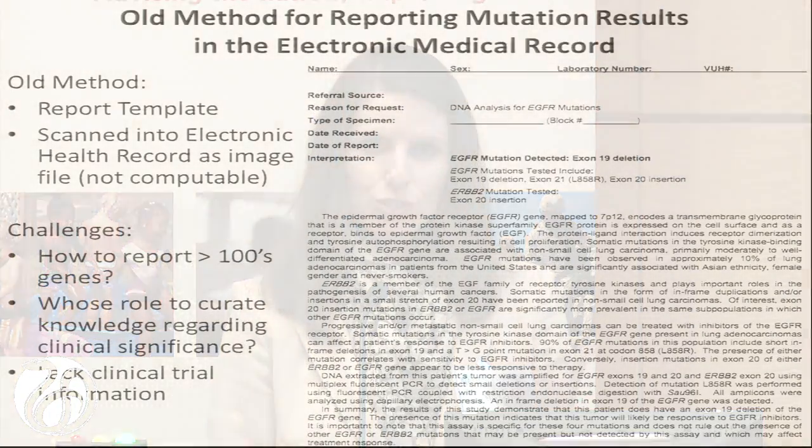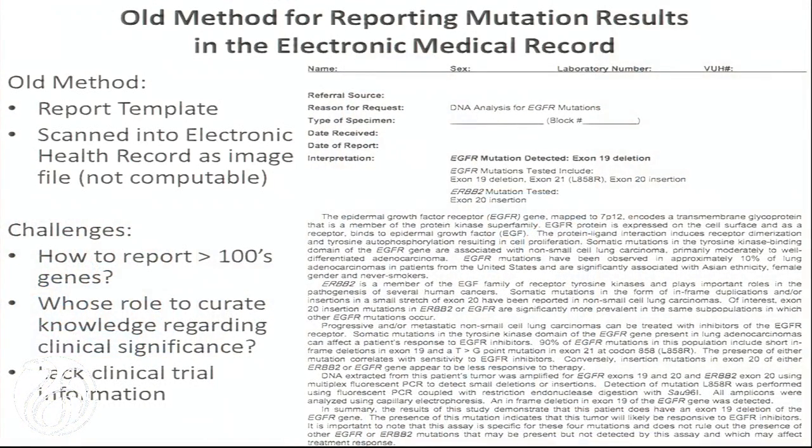Imagine now going from this amount of information for just a single gene to now reporting on hundreds of genes with thousands of variants. Whose role is it to curate this knowledge regarding the clinical significance? It's overwhelming to try to keep up with all of this knowledge. And furthermore, these reports lacked any information on clinical trials that might be important in this setting, which, if you're doing all of these additional genes that you're testing for, is really the only actionability for the majority of the assays that you're testing.